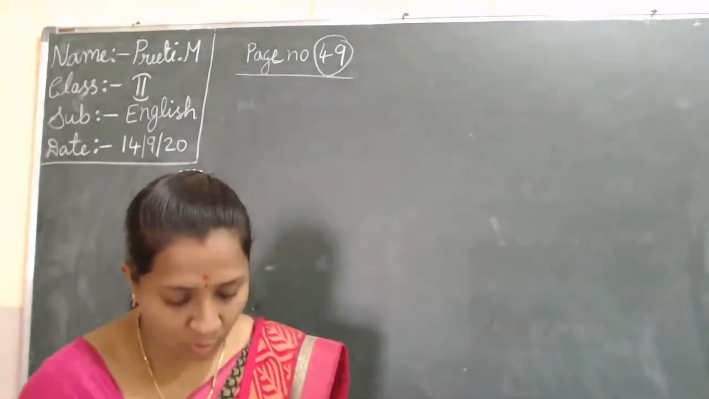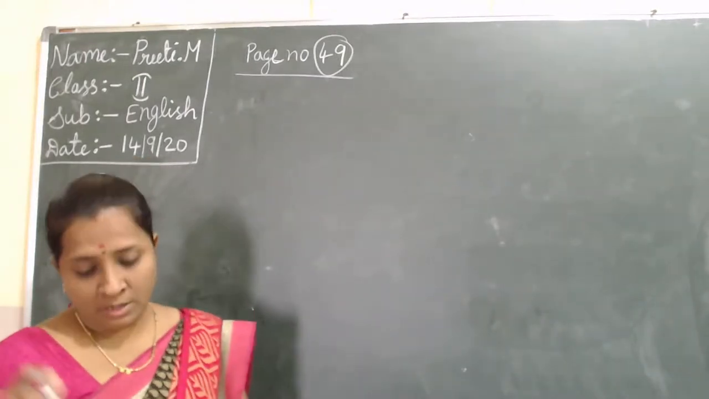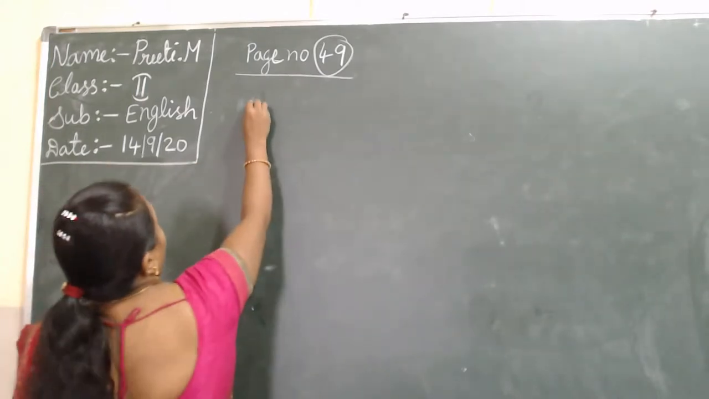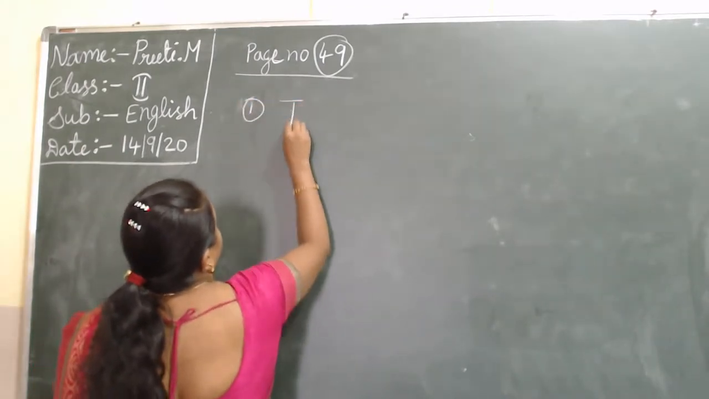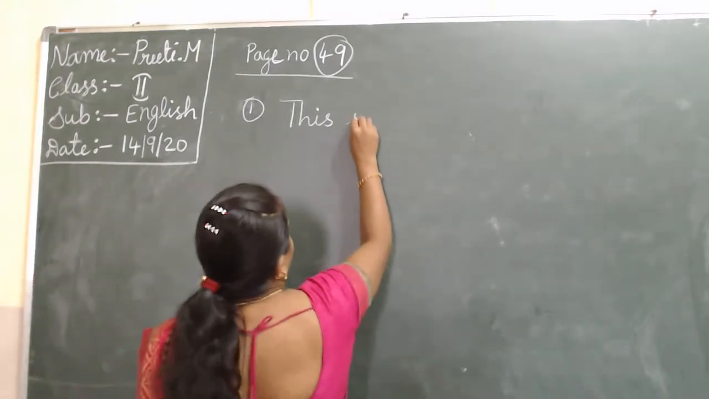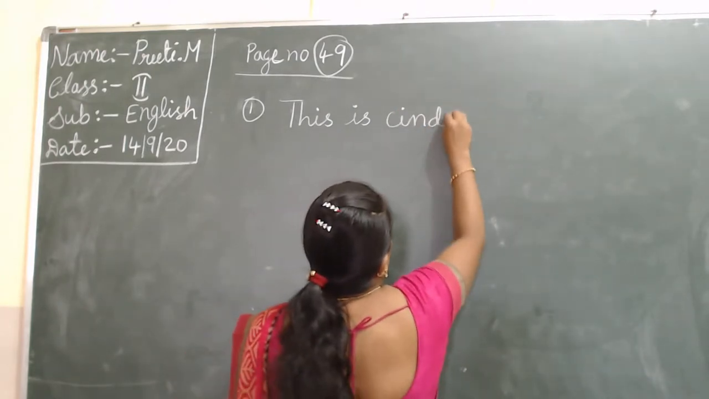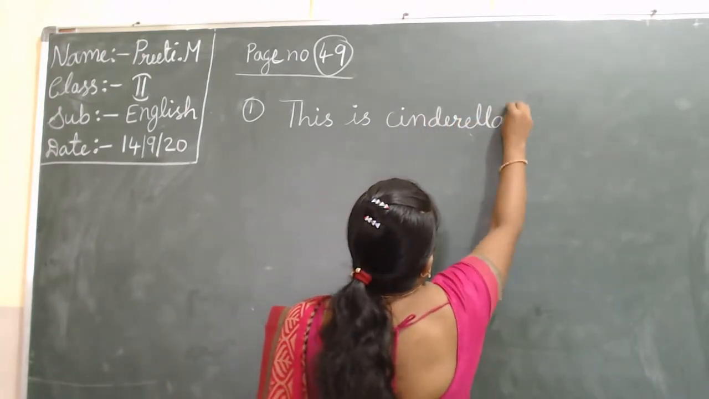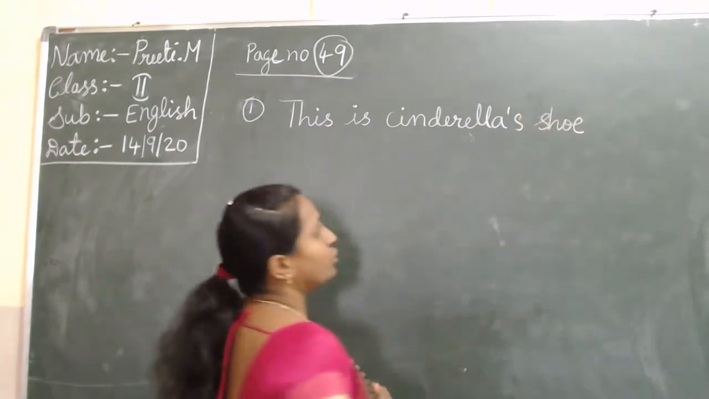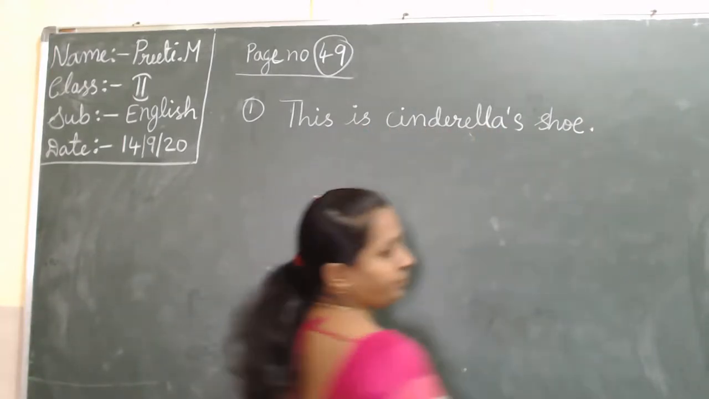Okay, children. Now, shall I write the next one? The first one they have already given. This is Superman's sign. The second one. What is the second picture, children? Who is she? Second one, Cinderella. You should write, this is Cinderella's shoe. Remember to use the apostrophe in the sentence. This is Cinderella's shoe. Okay.